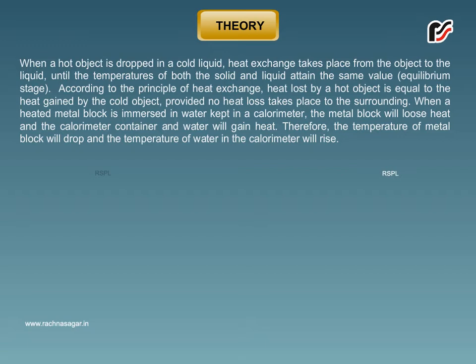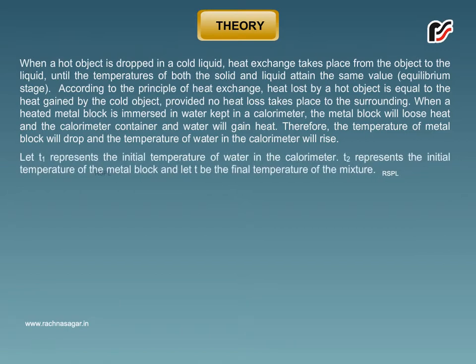When a heated metal block is immersed in water kept in a calorimeter, the metal block will lose heat and the calorimeter container and water will gain heat. Therefore, the temperature of the metal block will drop and the temperature of water in the calorimeter will rise. Let T1 represent the initial temperature of water in the calorimeter, T2 represent the initial temperature of the metal block, and let T be the final temperature of the mixture.